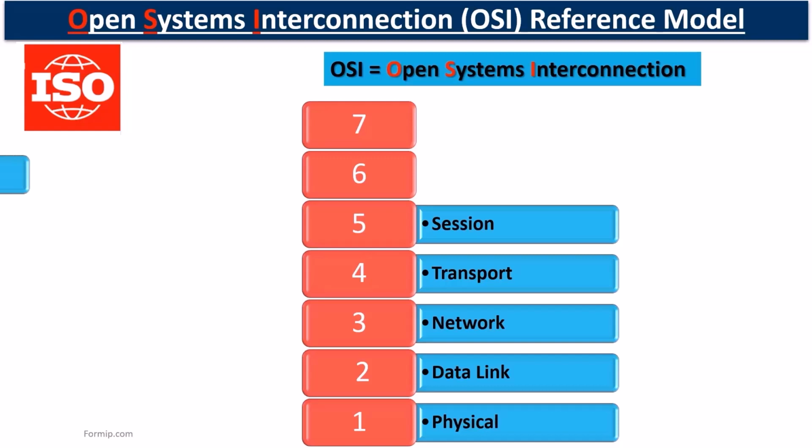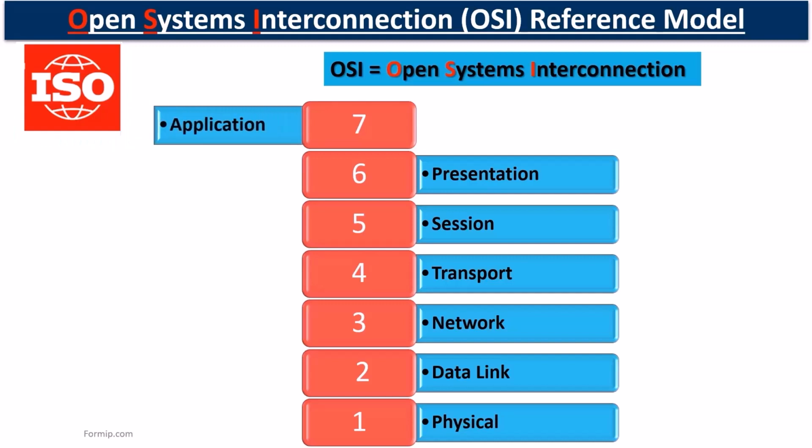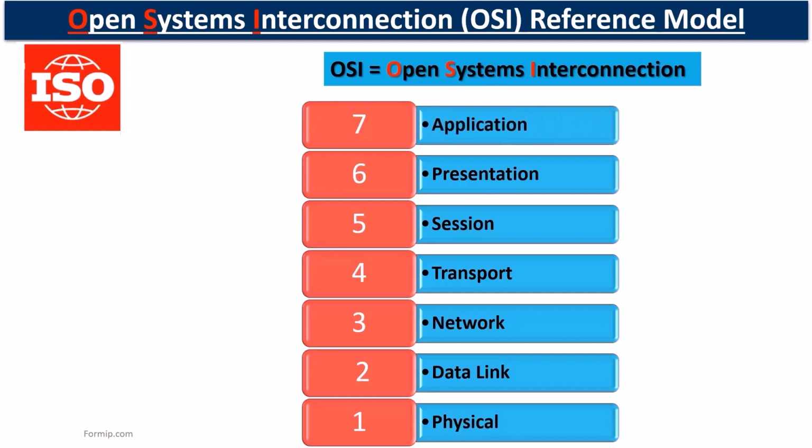The sixth is the presentation layer. This layer is responsible for encoding the data in a way that applications can understand. And finally, layer 7 is the application layer, the one that interfaces with the applications. This is the closest level to users.